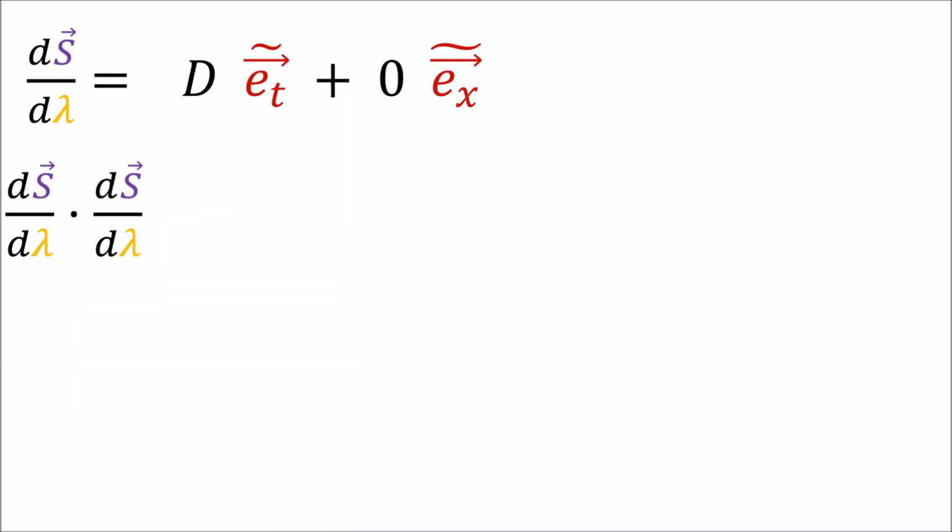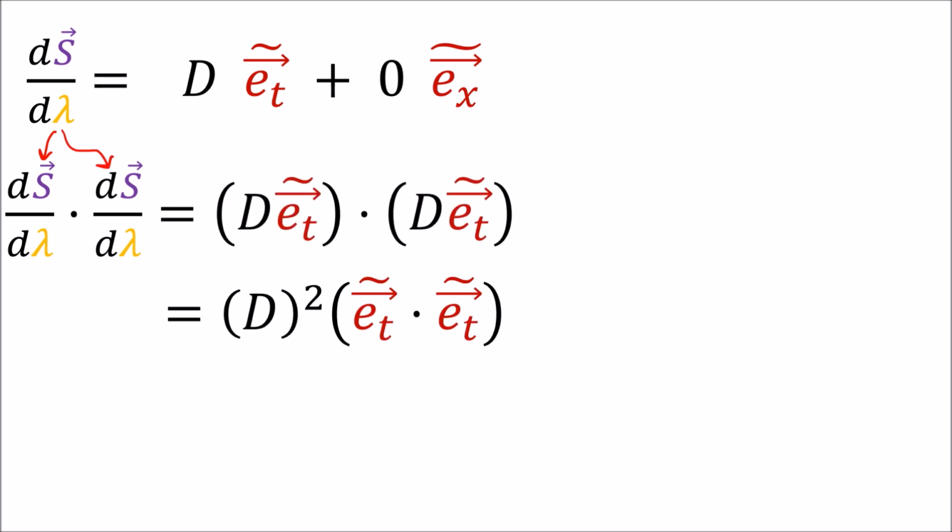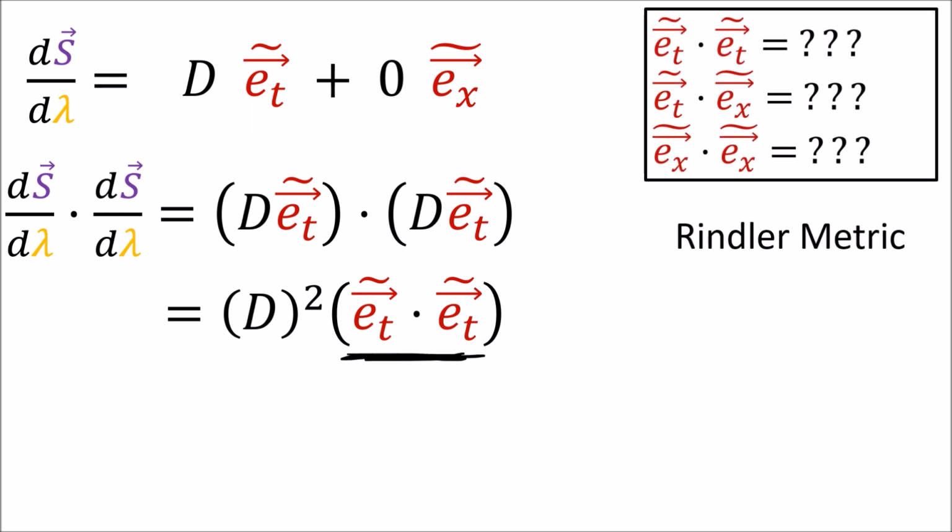Now, ds by d lambda dotted with itself is just d squared times e_t tilde dot e_t tilde. Now, a problem here is that we've never calculated the dot products of the Rindler basis vectors before. In other words, we don't know the Rindler metric yet. But it's not difficult to figure out.